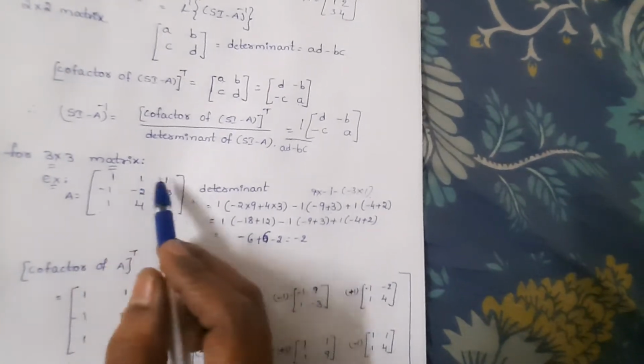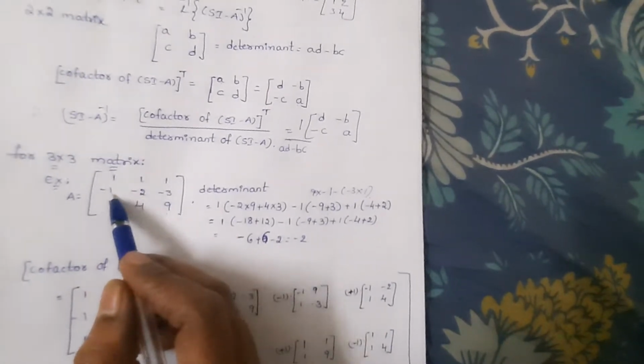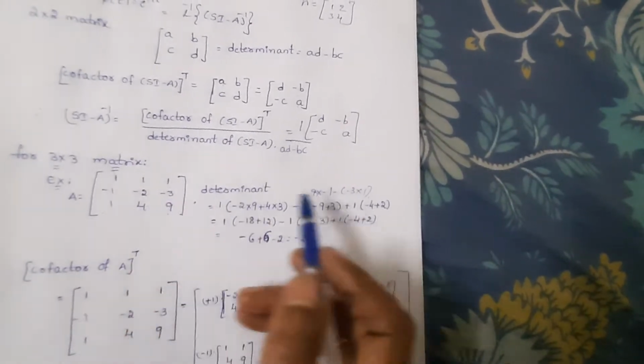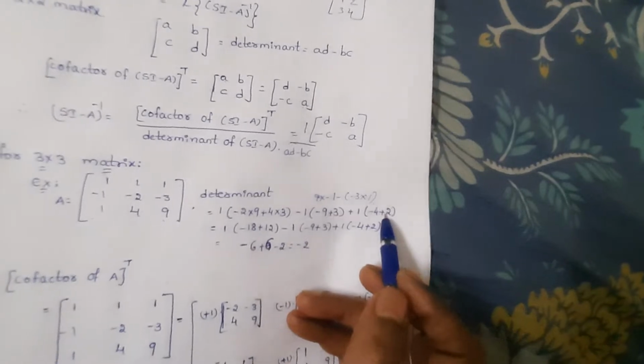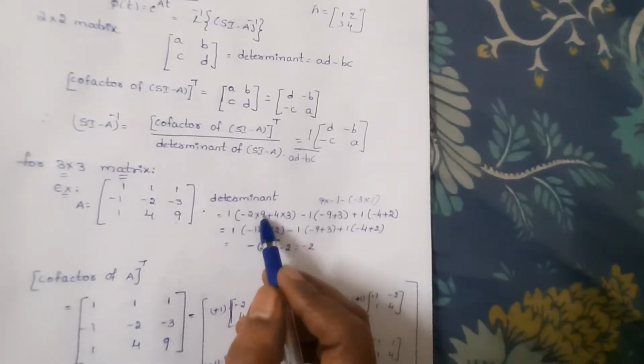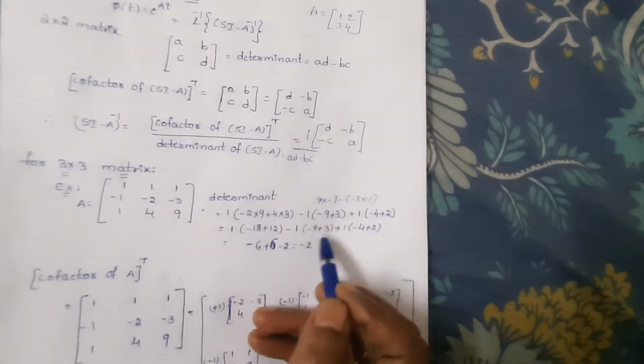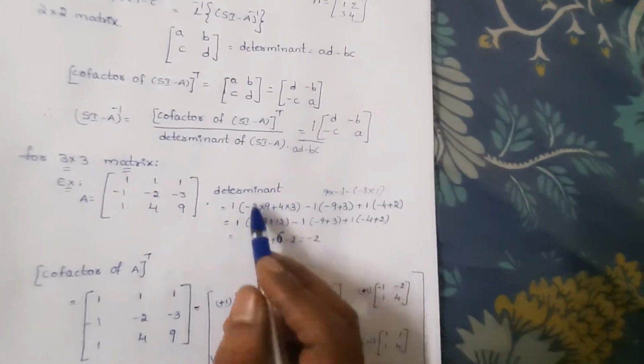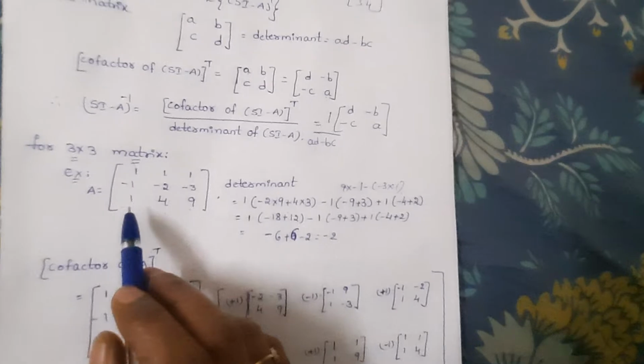This and this you leave, and you take minus 1 into 4 minus of minus 2 into 1, so it becomes plus 2. You calculate like this. 9 2s are 18, 4 3s are 12, and with all the calculations you are going to get minus 2. This is the determinant for the 3 by 3 matrix.